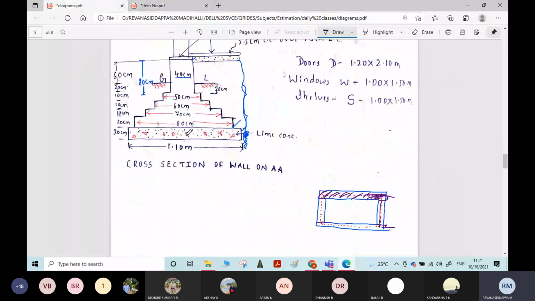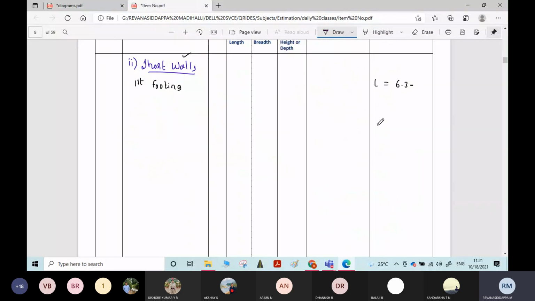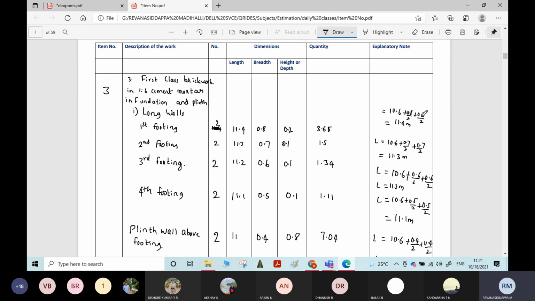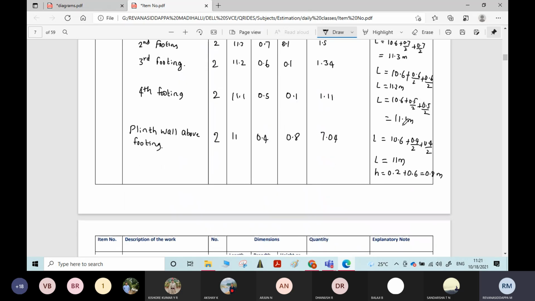L is equal to 6.3 minus, we are doing the calculation for the first footing. First footing width is 80 centimeter, so on either side 0.8 by 2 minus 0.8 by 2. How much will you get? 5.5 meter. Therefore the length is 5.5. In case of long walls, we add the width, plus 0.8 by 2 plus 0.8 by 2. Very simple. Remember, for long walls addition, for short walls subtraction.